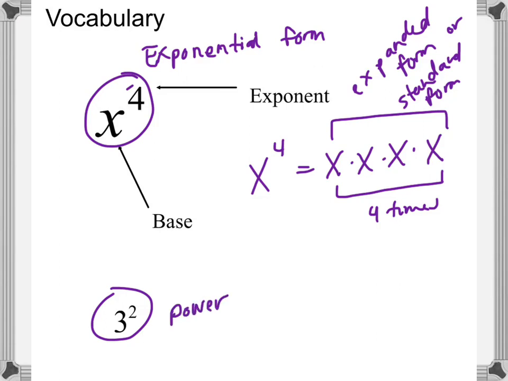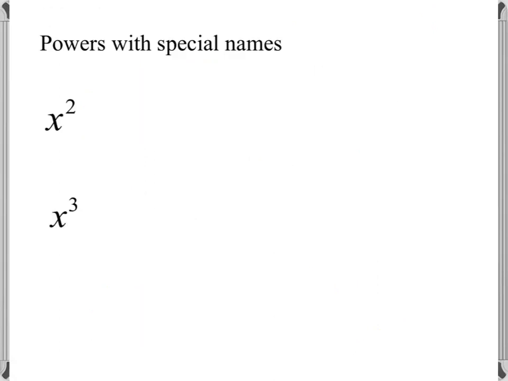If you are able to evaluate, so if the base is an integer or if it's numerical, we can evaluate it. So 3 squared or 3 raised to the second power is 9. Sometimes 9 is referred to as a power. We say that 9 is a power of 3. So there's 2 different ways of using the word power.